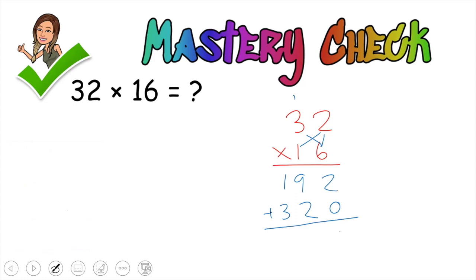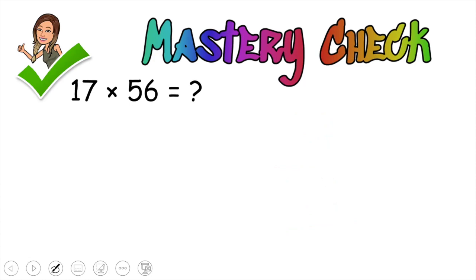2 plus 0 is 2. 9 plus 2 is 11. 3 plus 1 is 4, plus another 1 is 5. So our answer is 512. In this one, we have the equation 17 times 56. Please pause and solve the equation yourself.